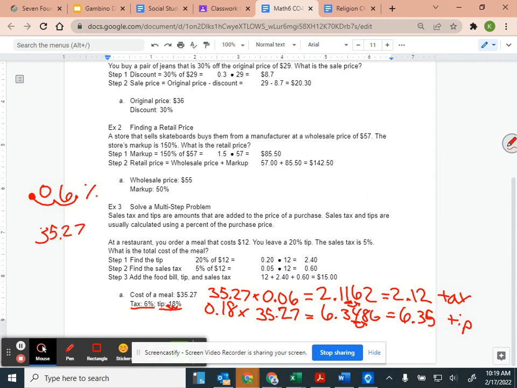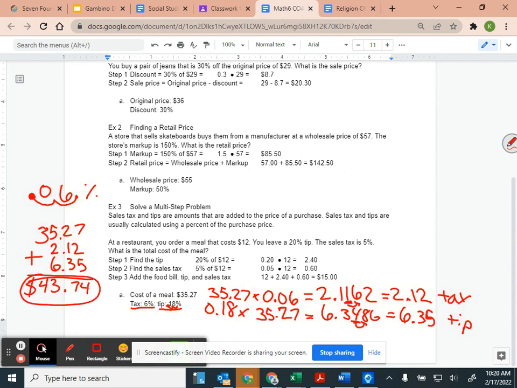$35.27 plus tax of $2.12 plus my tip of $6.35. I'm going to add all three of those up, and what do I get? Oh no, you actually have to do the math. Raise your hand if you've done the math. Landon. $43.74. That's what I got. I was just wondering if it was wrong or right.